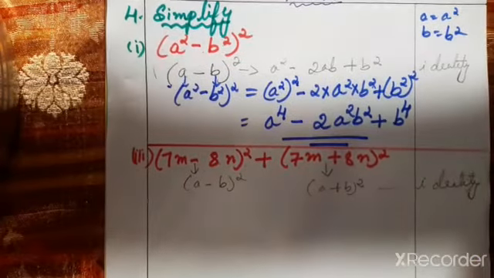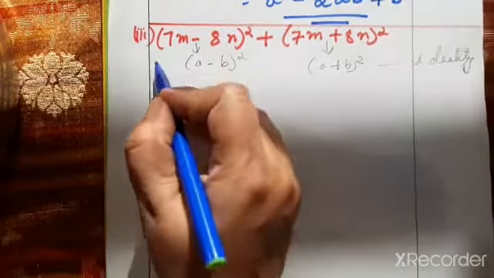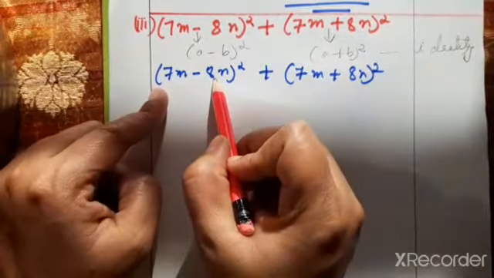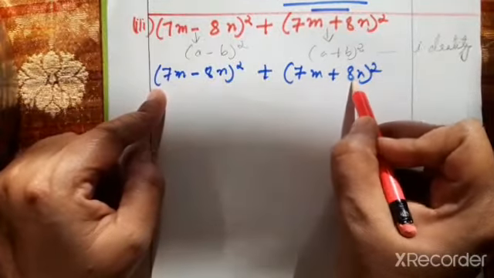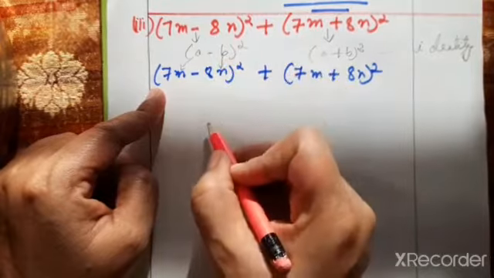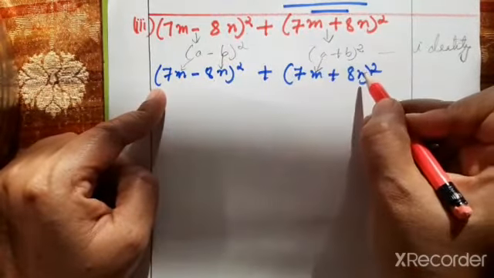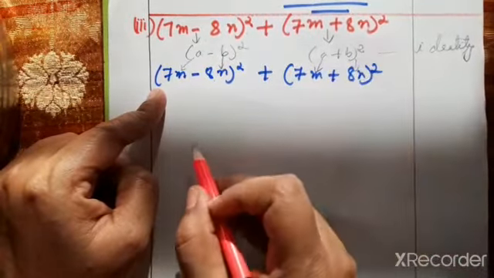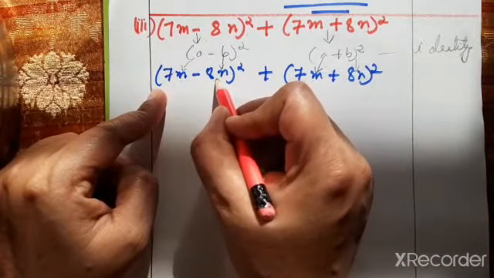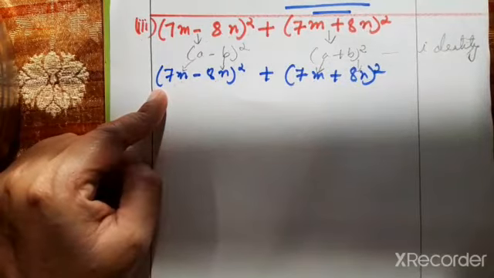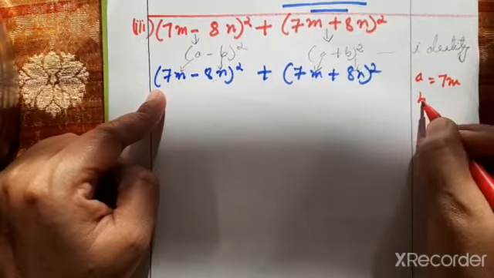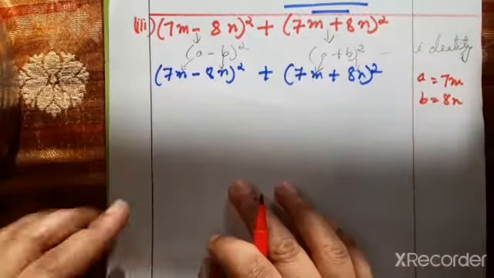Okay, now write the same question here. The first is (a − b)² and the second is (a + b)². The a value is 7m and the b value is 8n, here also the a value is 7m and the b value is 8n. So in place of a we write 7m, in place of b we write 8n. Write the values at the side.